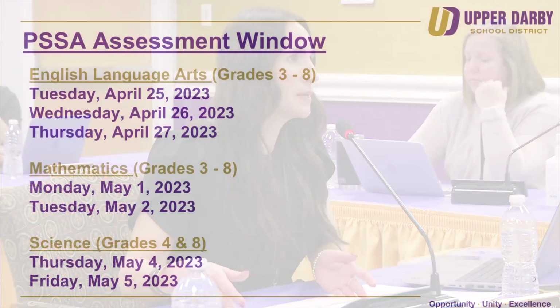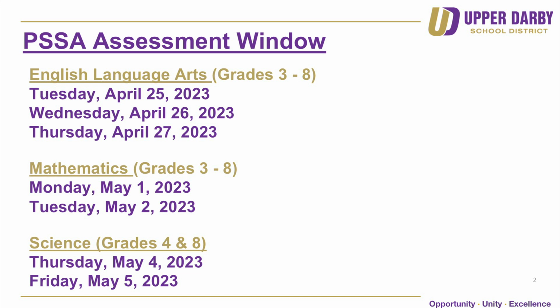So beginning at the end of April, Tuesday, Wednesday, and Thursday, from the 25th to the 27th, grades 3 through 8 will take the English Language Arts Assessment for the Pennsylvania State. The following week, we'll transition into the mathematics exam on Monday and Tuesday, May 1st and 2nd, again, grades 3 through 8. For the students in grades 4 and 8, they have an additional assessment in science, which is May 4th and May 5th towards the end of that week.